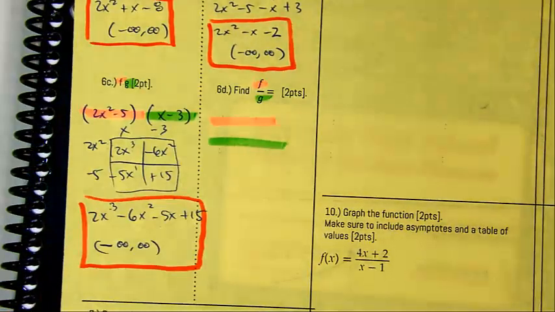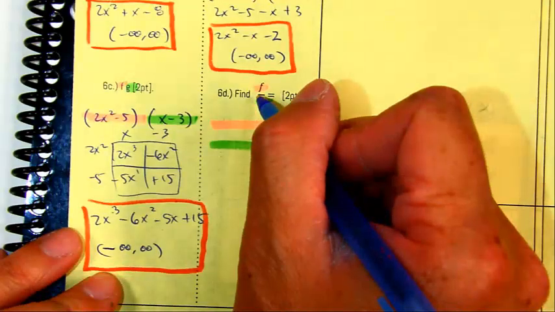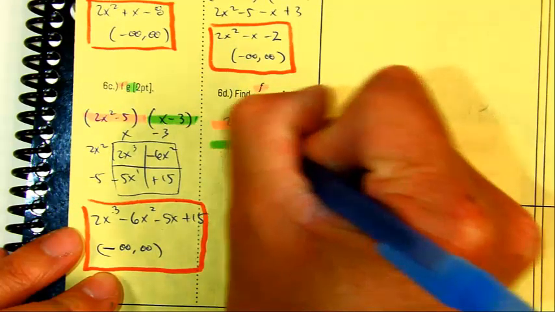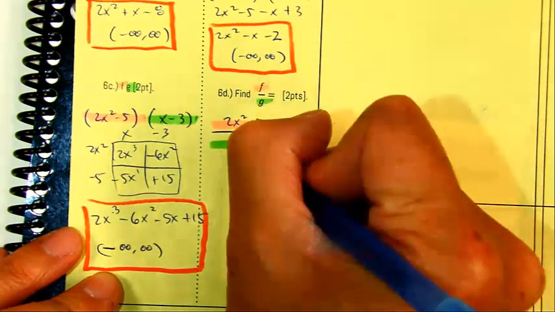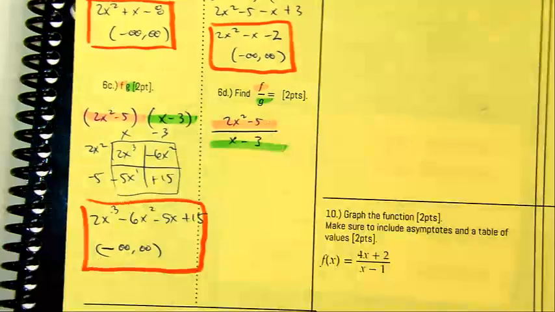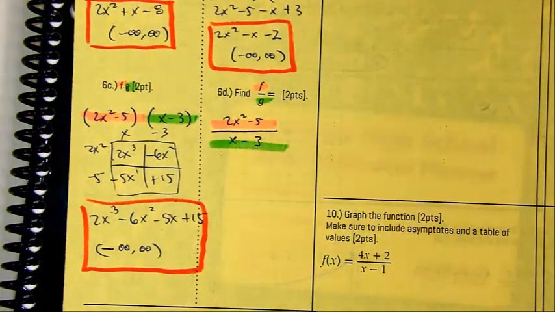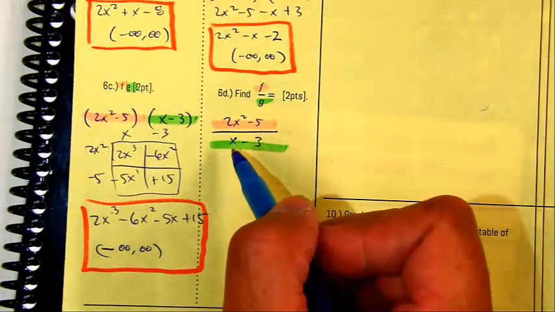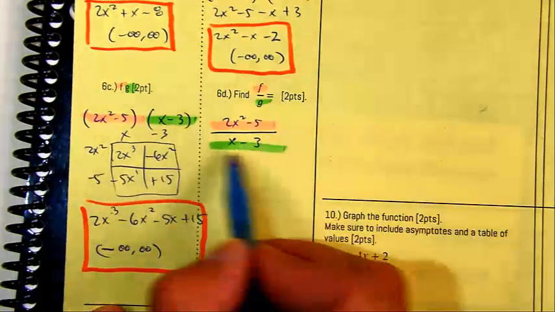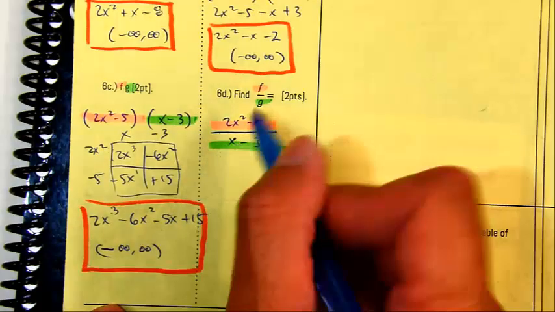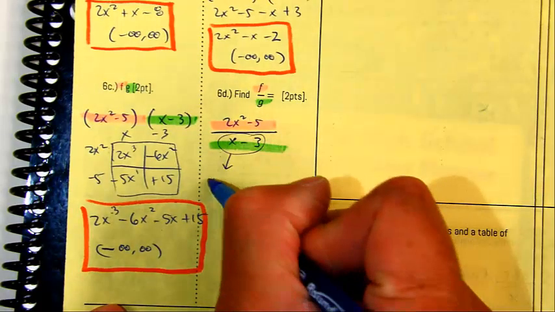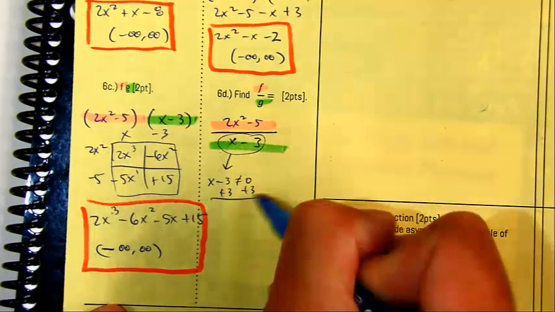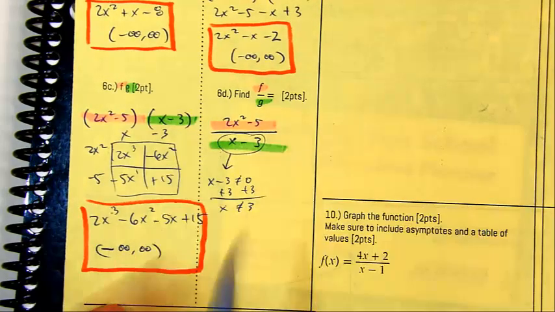Okay, question number 6d. This one has division, so we have to pay attention to this one. 2x squared minus 5 all over x minus 3. Now here, we're looking at the domain. The domain are the x values. What numbers can I pick? Well, there are certain numbers you cannot pick. Remember, you cannot divide by 0, and that's why we set the denominator not equal to 0. And basically you can't pick 3.